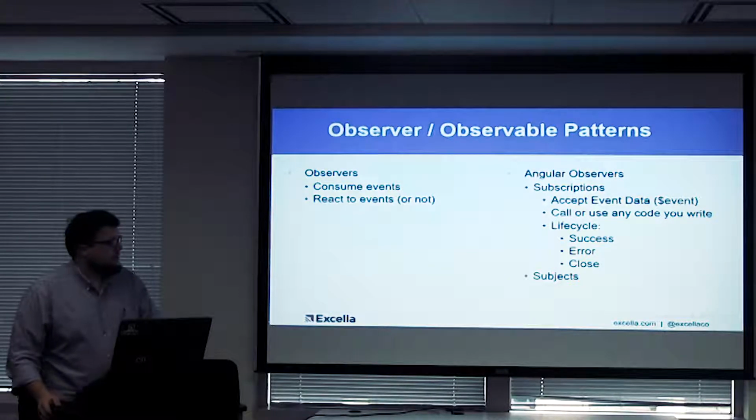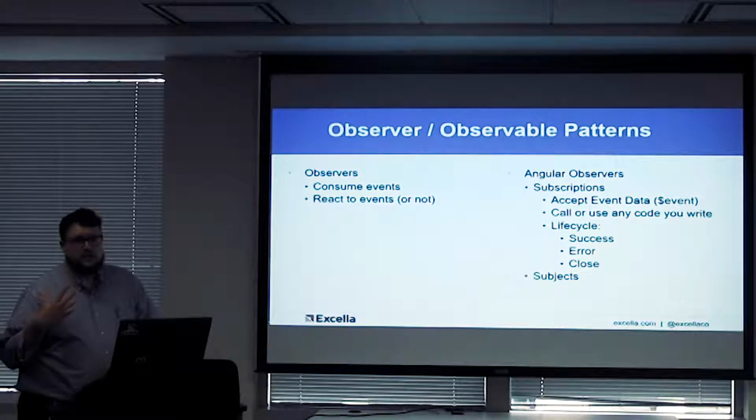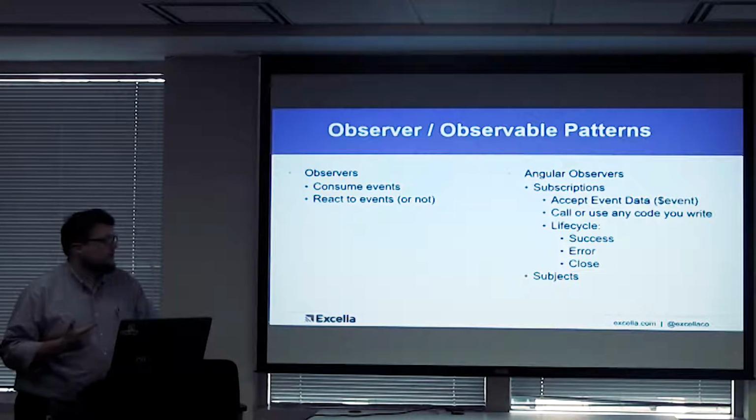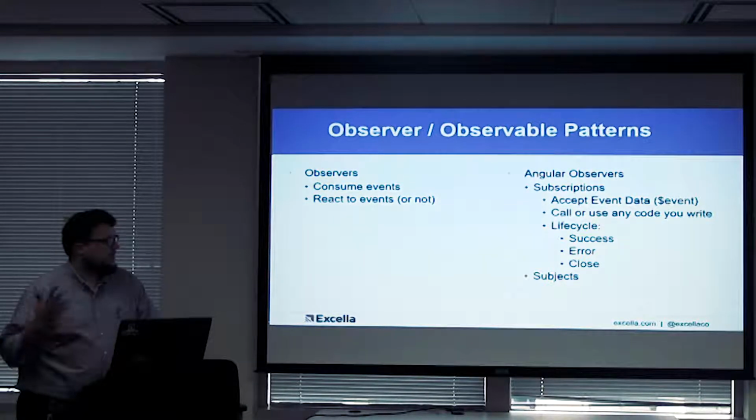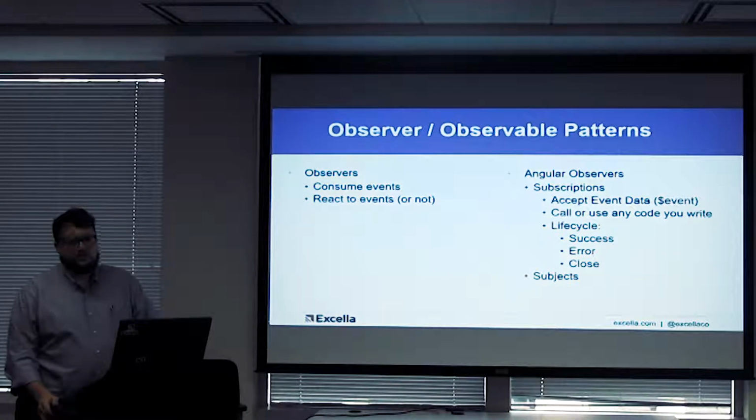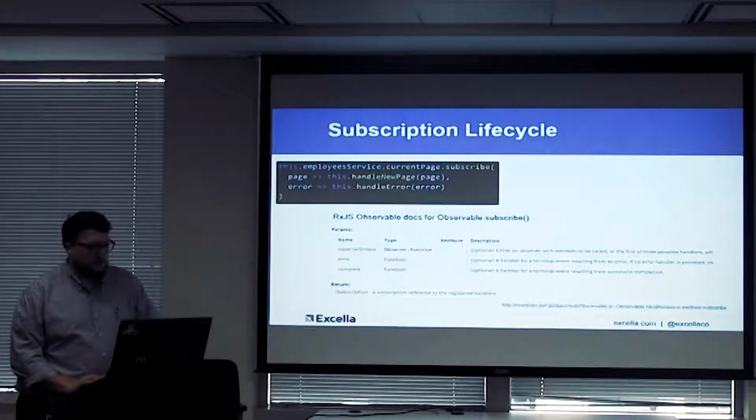Since we're looking at subscriptions here, it's interesting to note that there's 3 different functions that actually happen inside of those. We'll touch on those later. But besides the normal success case of when I actually got data back and I'm going to do something with it, there's also the error case, which is really useful to know about, especially if you don't want to spam your console with uncaught errors. And then there's the close, which is also interesting. And then, of course, subjects themselves are observers.